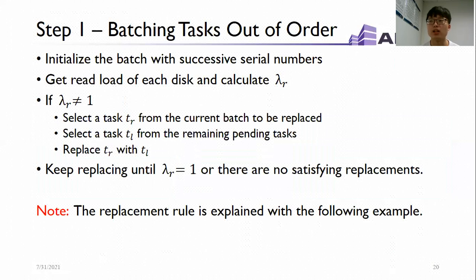If lambda read is not equal to 1, the read load of the current batch is imbalanced, and this batch of tasks should be adjusted. We select a task TR from the current batch to be replaced, and a task TL from the remaining pending tasks, then replace TR with TL. We keep replacing until lambda read is 1 or there are no satisfying replacements. The replacement rule is explained with the following example.